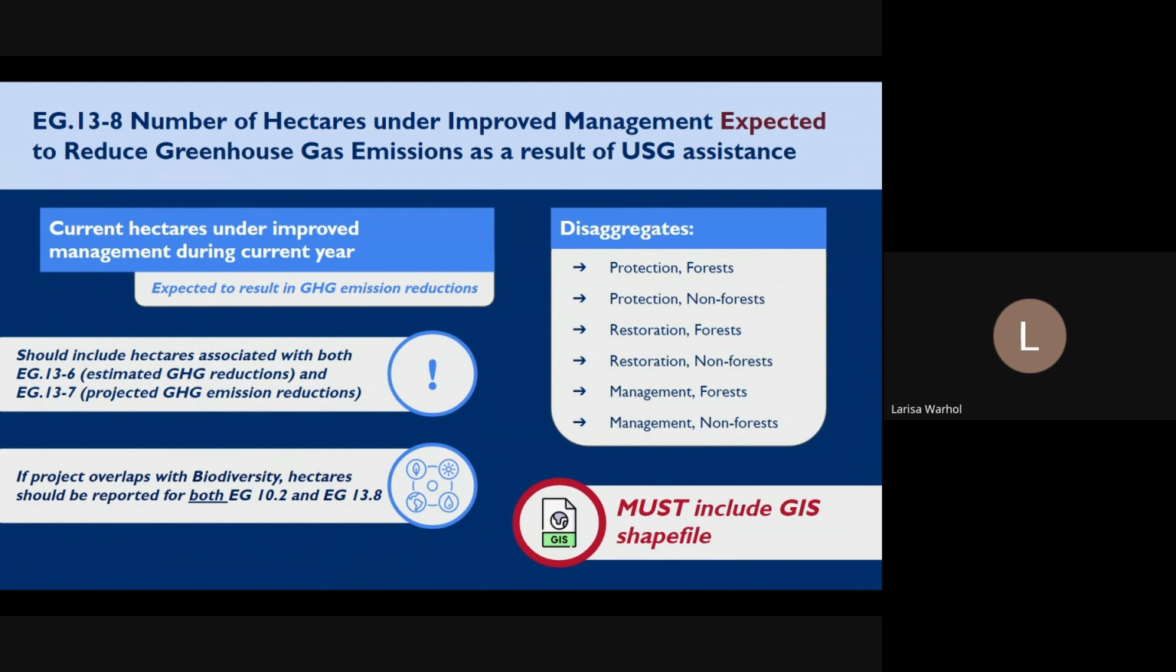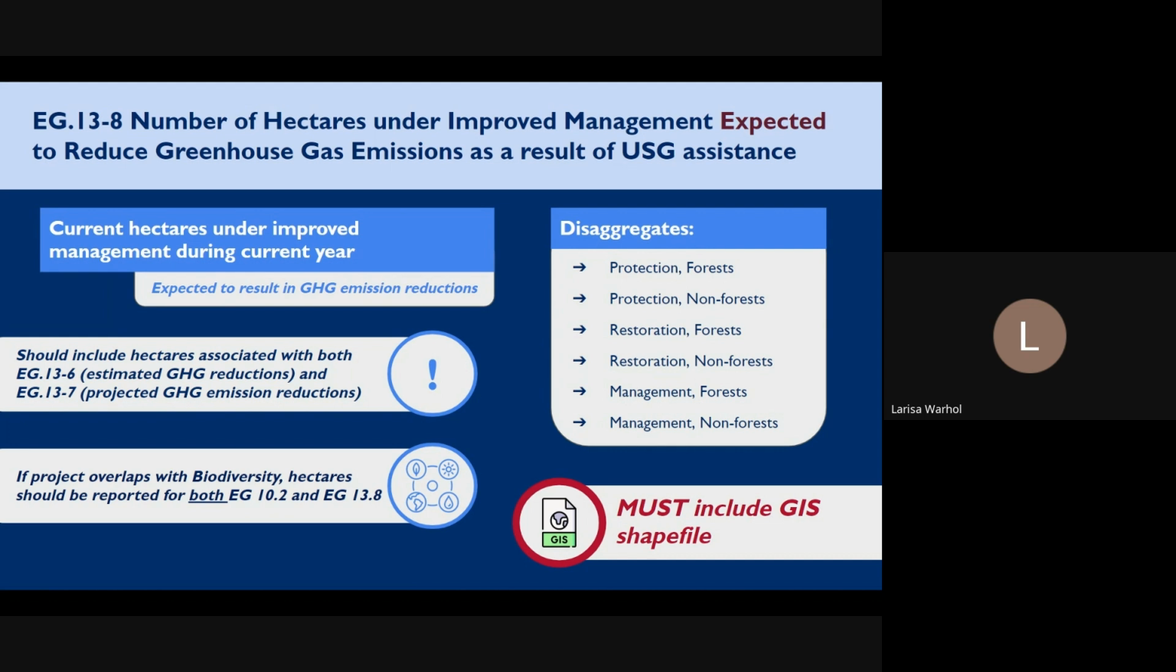The intention is that, at some point, there should be something happening within these hectares that does reduce greenhouse gas emissions. Hopefully that might be happening concurrently, in which case you could be reporting on EG 13.6, which is our estimated greenhouse gas reductions for that reporting year, or potentially EG 13.7, which is the projected greenhouse gas emission reduction. If you're not actually having any greenhouse gas emission reductions during the current reporting year, you can still be reporting on 13.8. So it is just a really important indicator in the sense that you should be engaged in work that should have some sort of conservation management or restoration aspect.